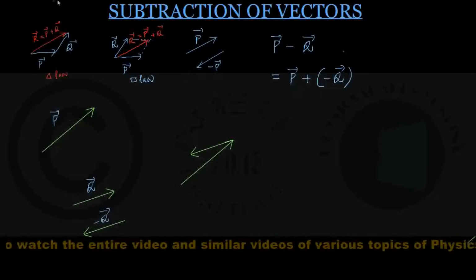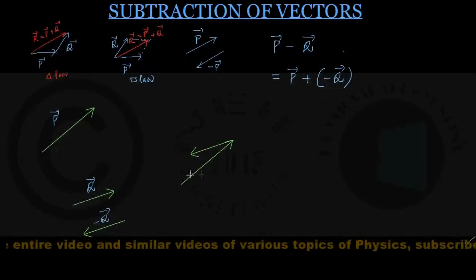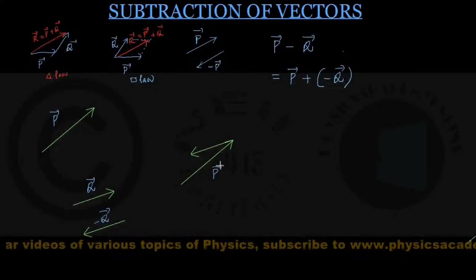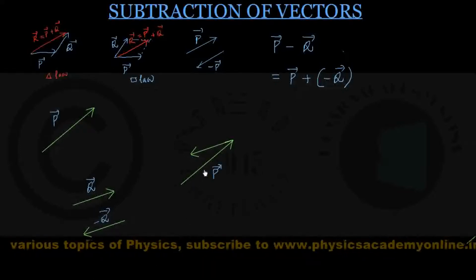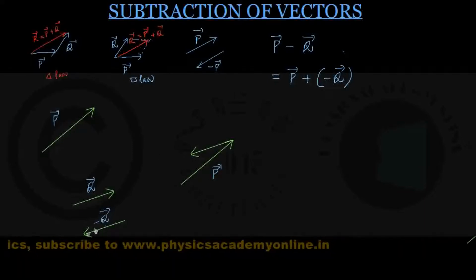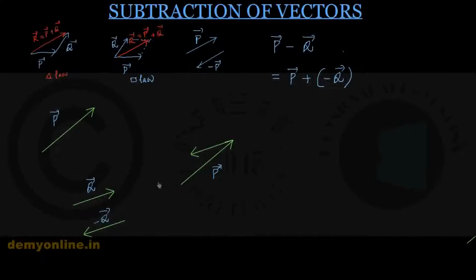Let me name them to avoid any confusion. This was my p vector, and you can easily compare it. I have taken no liberty except to shift it, that's all. Minus q was this, so this one and this one, they have the same length and they are parallel. I just shifted minus q here. This is my minus q vector, right?